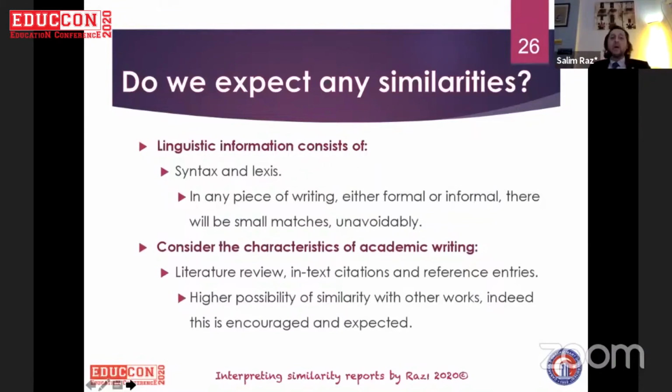So it means that, of course, there will be some matches. And we cannot talk about a percentage here. This is the worst thing that we can do, talking about a percentage here. Some institutions, for example, have some regulations.